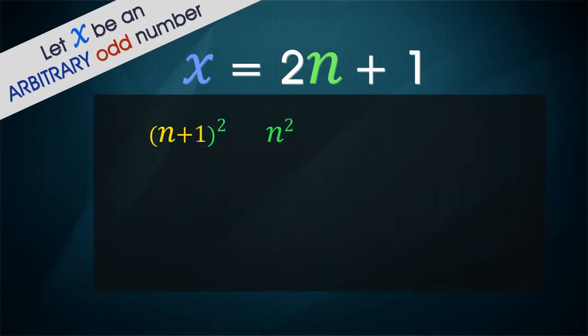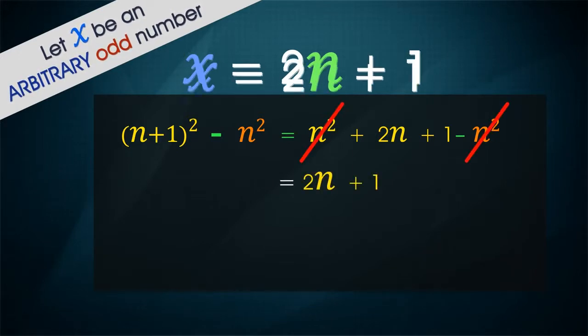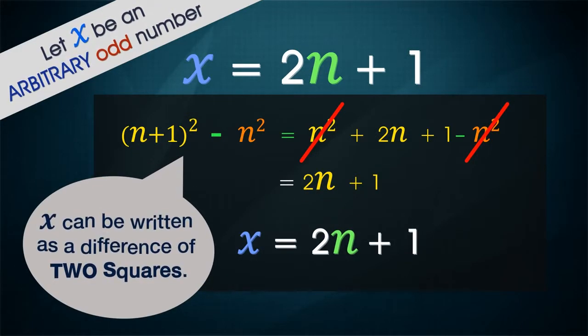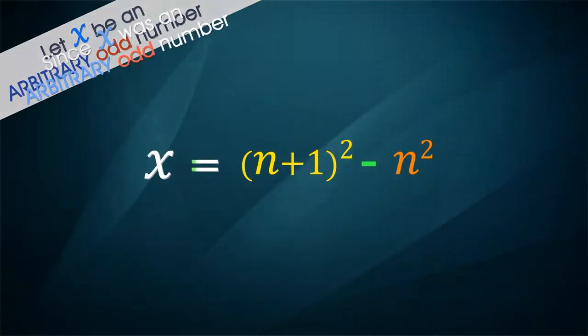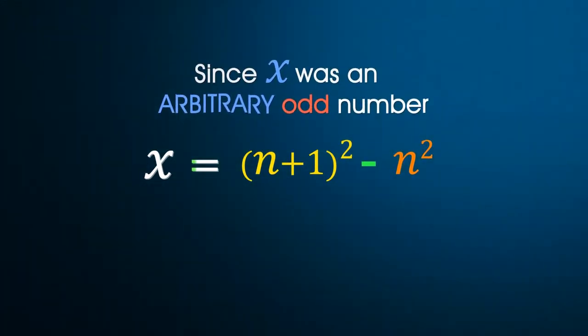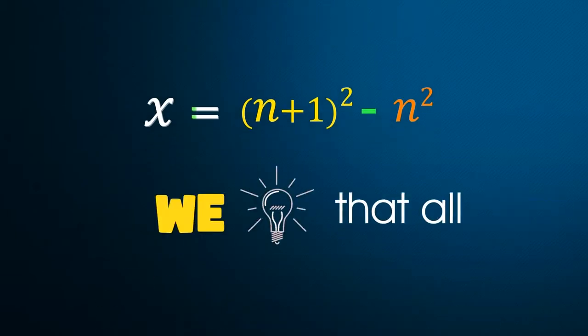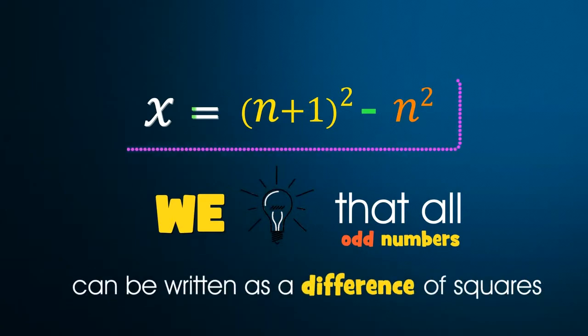Then n plus 1 squared minus n squared is n squared plus 2n plus 1 minus n squared, which is just 2n plus 1. But this is just x. Thus, x can be written as a difference of two squares. Since x was an arbitrary odd number and we only used the fact that x was odd, we conclude that all odd numbers can be written as a difference of squares.